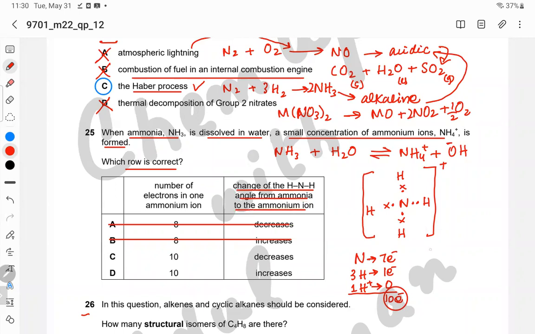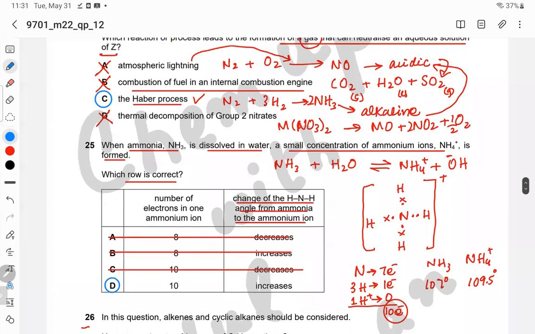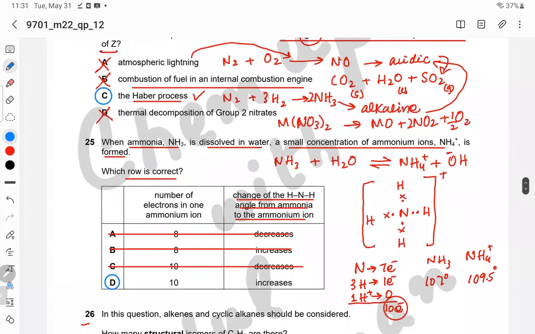If we talk about ammonia, NH3, it's trigonal pyramidal. The bond angle is 107 degrees. In the ammonium ion, it's tetrahedral. The bond angle is 109.5 degrees. So C goes wrong, and we are left with D. So D is our correct answer. Is this clear to everyone? Yes, if anybody has a doubt, kindly ask.